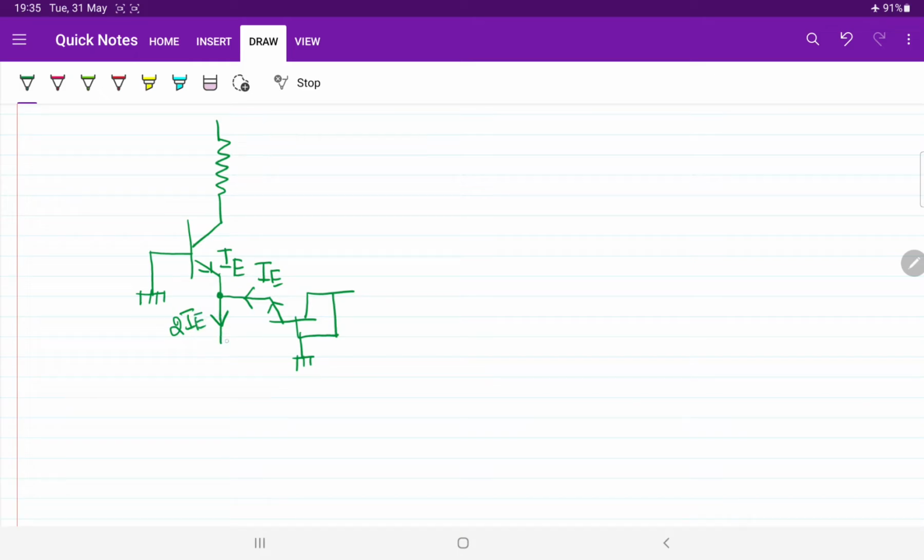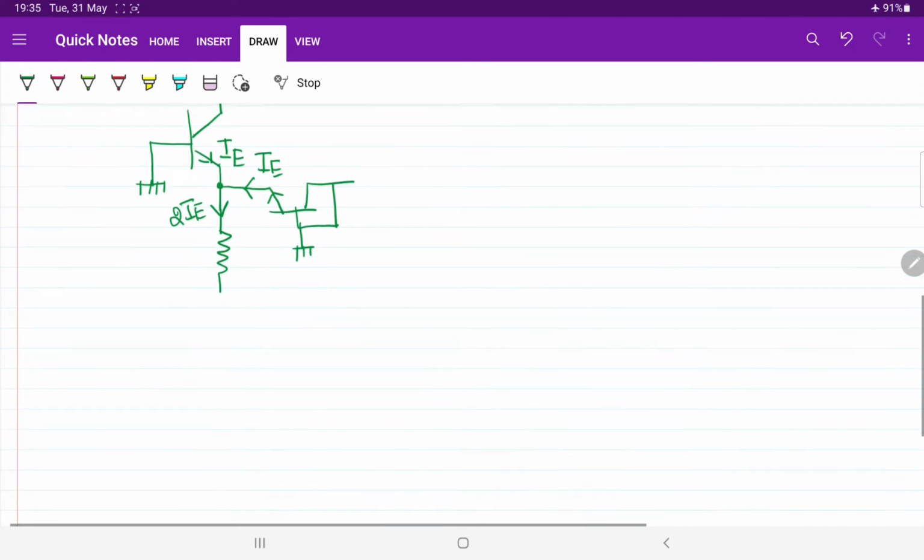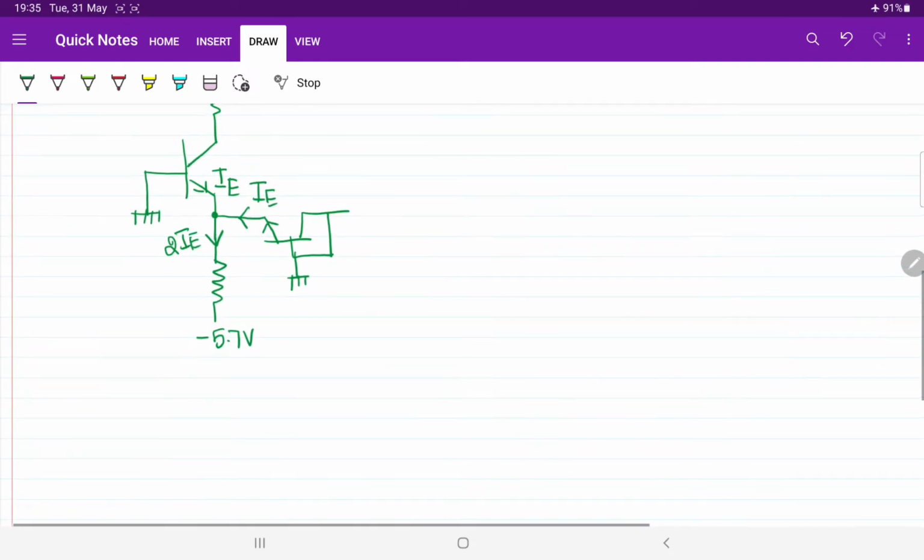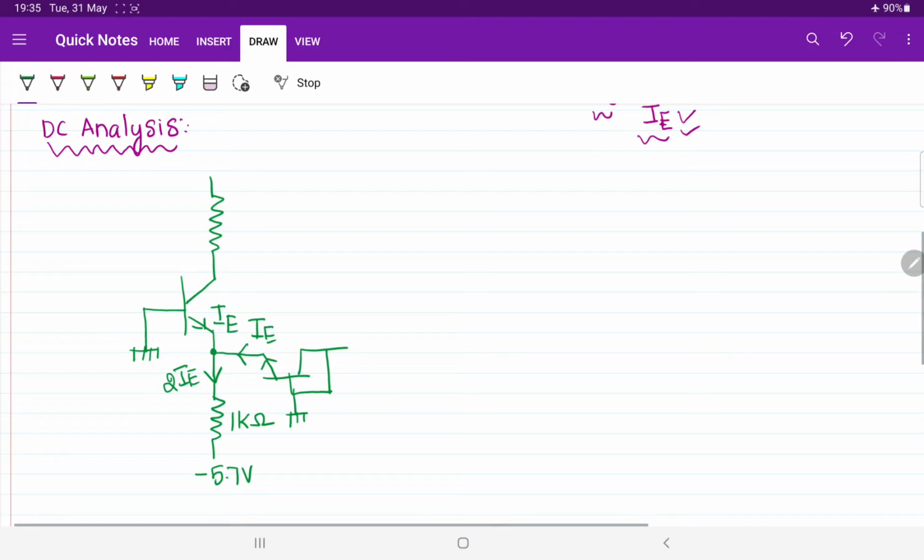Further, if you observe, they have given one more resistor in your question. After that, here we are having some voltage. I think that is minus 5.7 volts. I will tell you how I have taken that 2 times the emitter current, don't worry. For that, we have to observe the question.